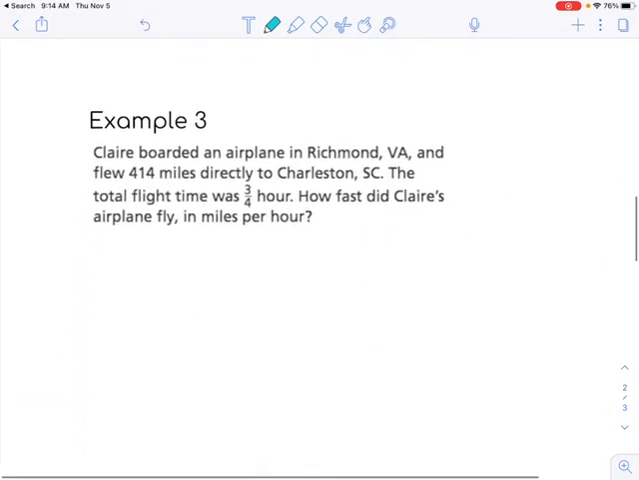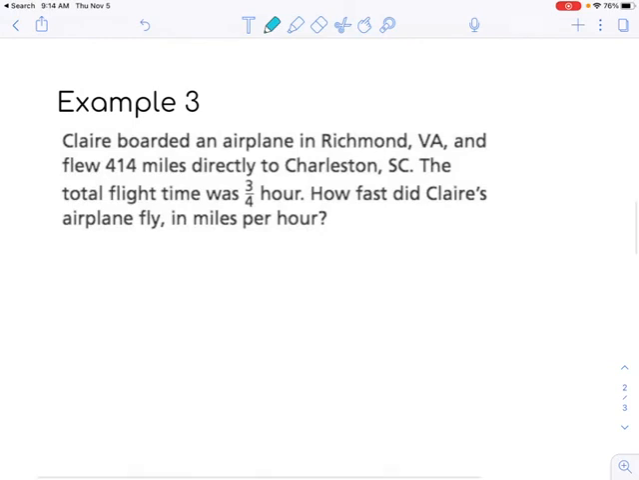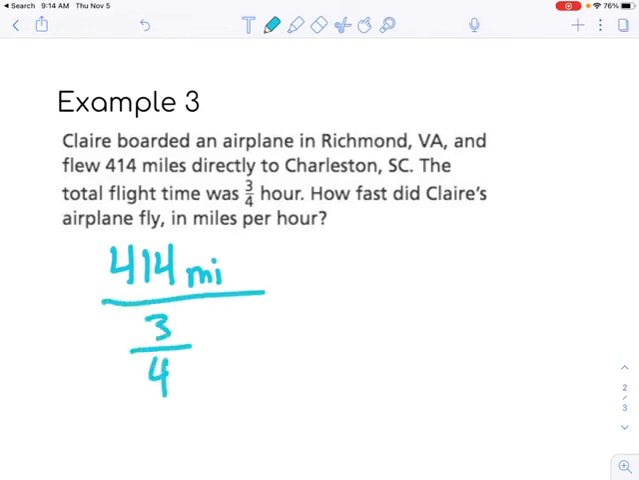Claire boarded an airplane in Richmond, Virginia and flew 414 miles directly to Charleston, South Carolina. So she flew 414 miles. And the total flight time was 3/4 of an hour. How fast did Claire's airplane fly in miles per hour?